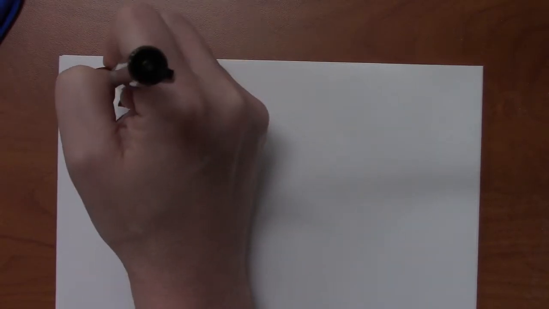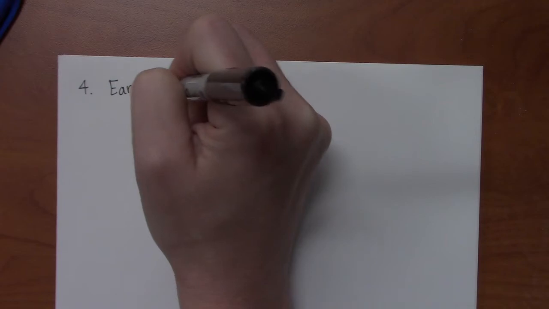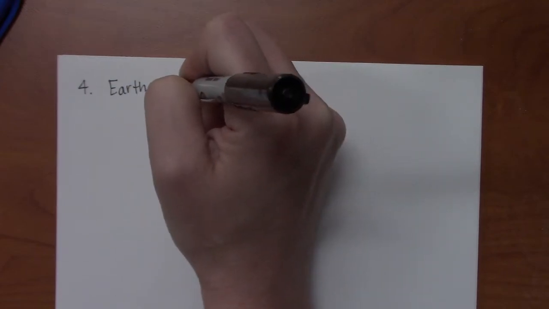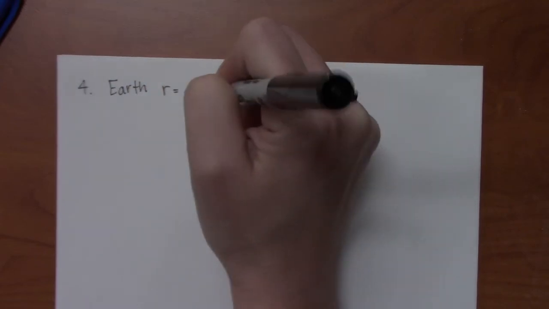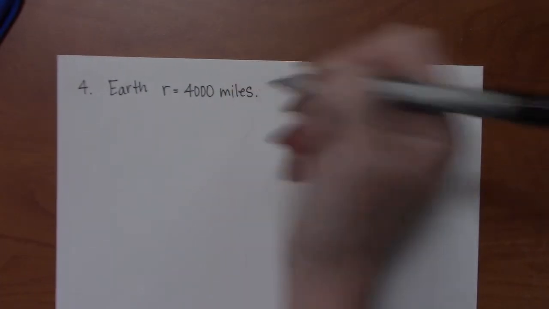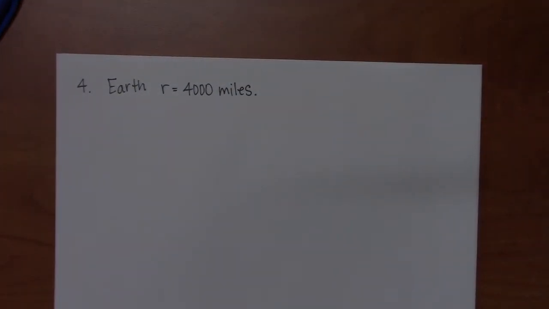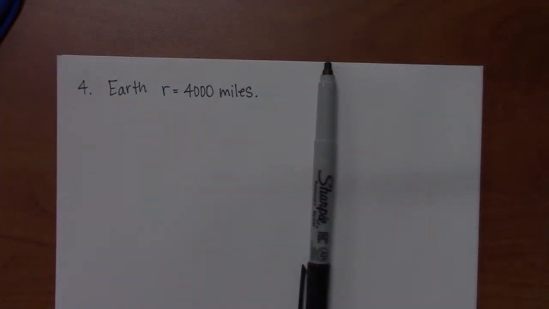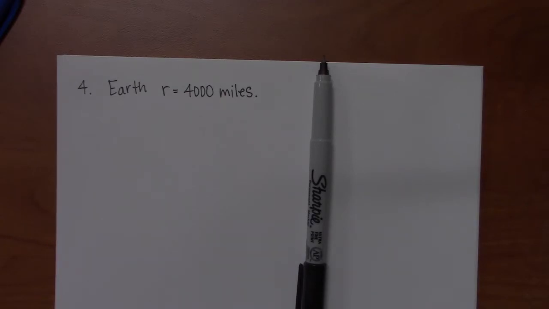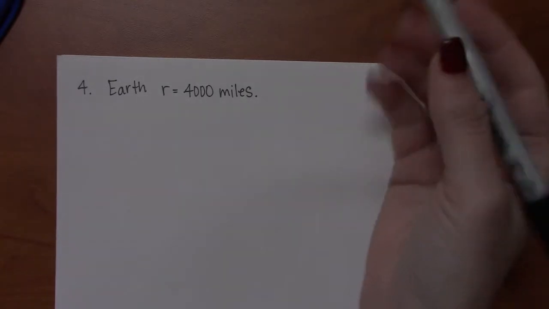All right, so we're going to assume that the Earth has a radius of 4,000 miles. So that's a good estimate. It's close-ish, but good enough for this nice round number, right? So we're going to treat the Earth like it's a perfect sphere, right? And the radius of the Earth is 4,000 miles.